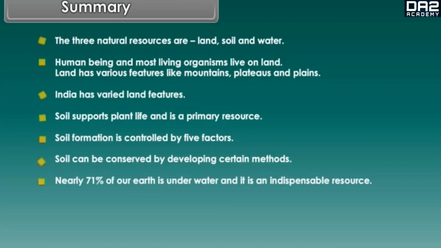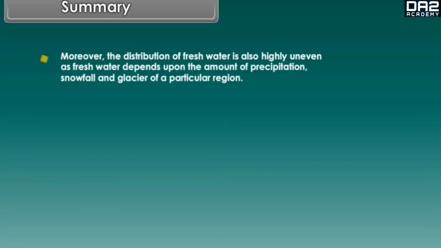Nearly 71% of our earth is under water, and it is an indispensable resource. Not all the water available to us is fresh water. Moreover, the distribution of fresh water is also highly uneven, as fresh water depends upon the amount of precipitation, snowfall and glacier of a particular region.